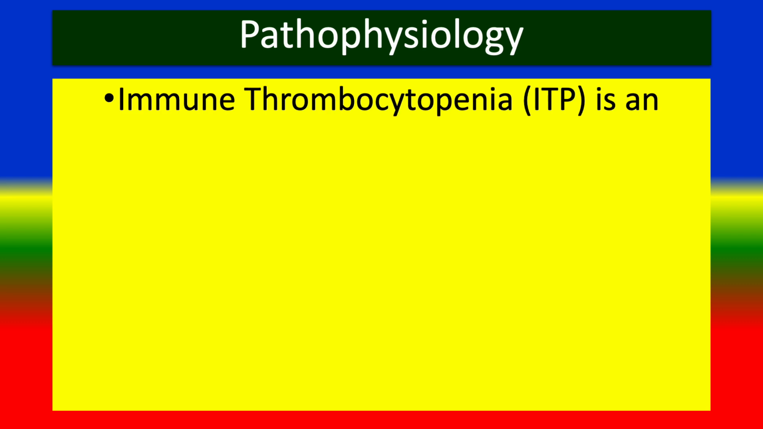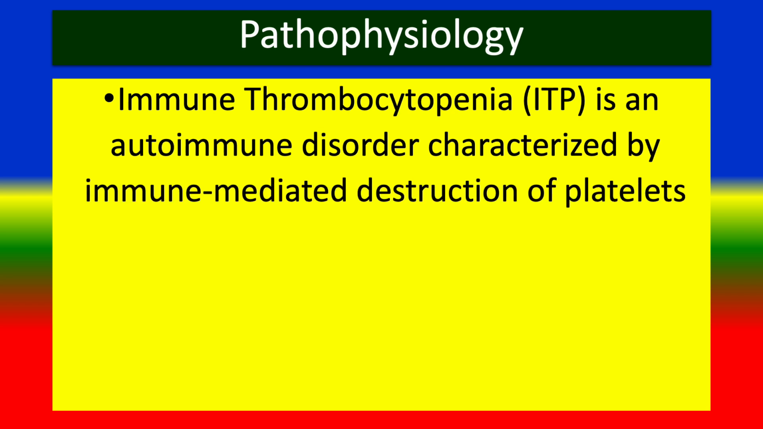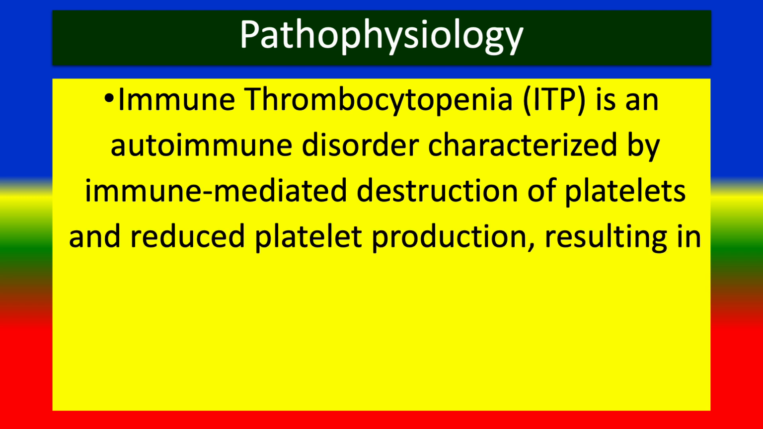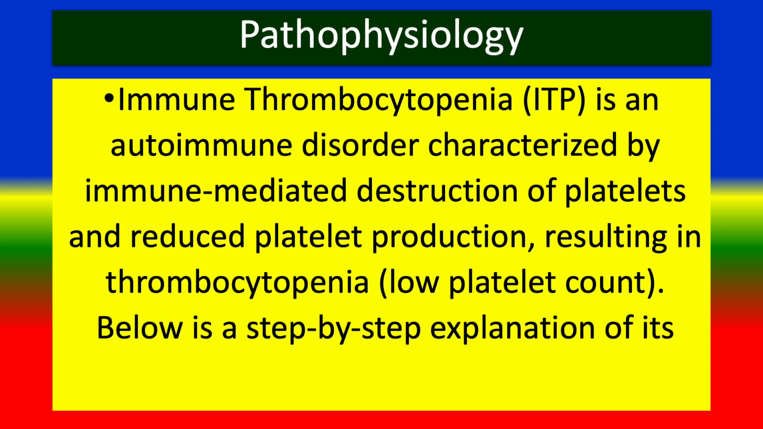Pathophysiology. Immune thrombocytopenia is an autoimmune disorder characterized by immune mediated destruction of platelets and reduced platelet production, resulting in thrombocytopenia, low platelet count. Below is a step by step explanation of its pathophysiology.